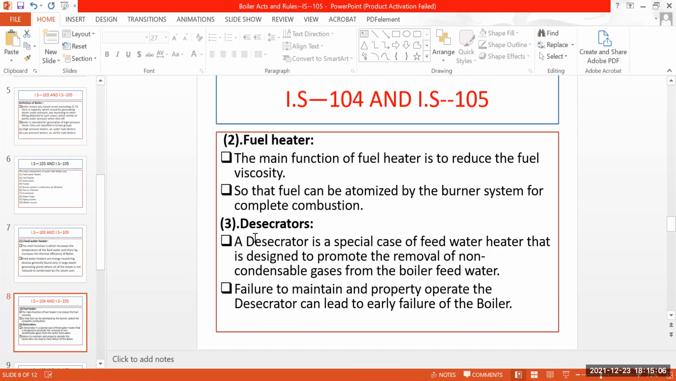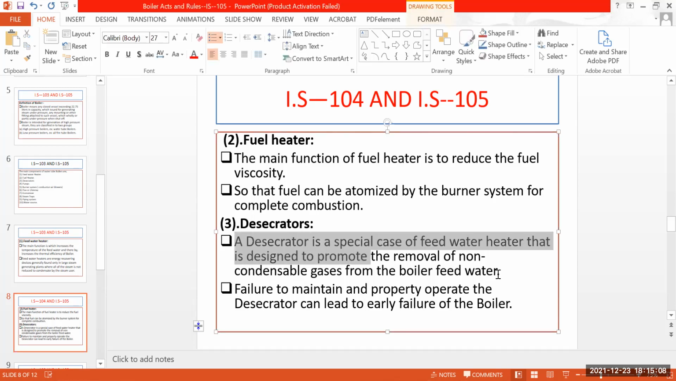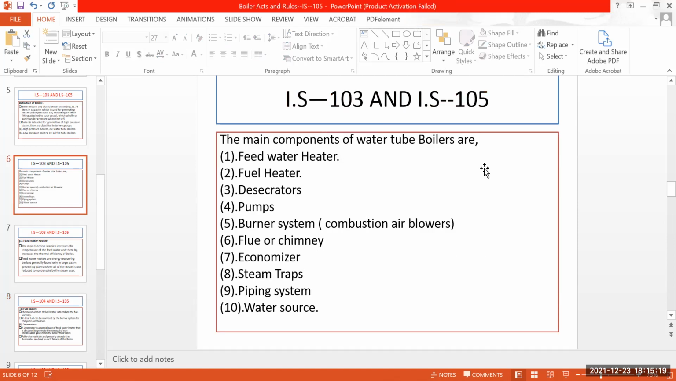Okay, you can understand this one, just for your case. And burner pumps will be there, and you can see the chimneys, steam traps, economizer, piping system, and water source as well in the boilers, water tube boilers, not the other types.